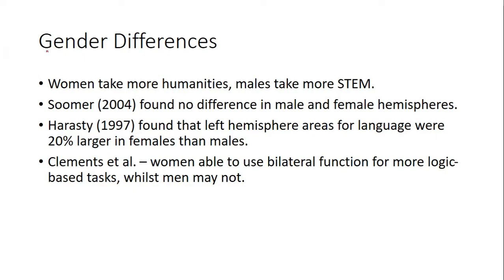These are gender differences. Now, I don't know why gender differences are actually in the biological section. Well, I kind of do, because we presume that gender can be biological, but it can be social. You might be asked about this. Women take more humanities and men take more STEM. So women generally take subjects like English Lit, history, sociology, philosophy, and men generally take more STEM subjects like biology, physics, chemistry, and maths.